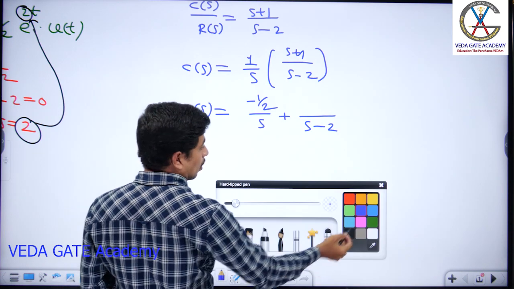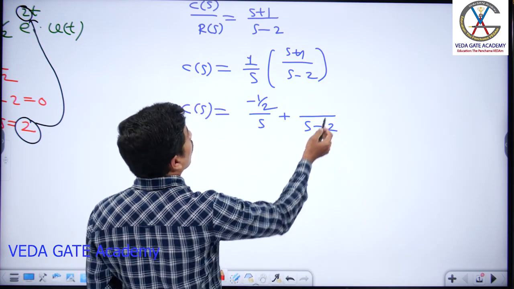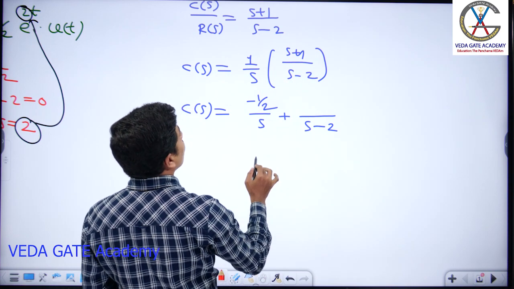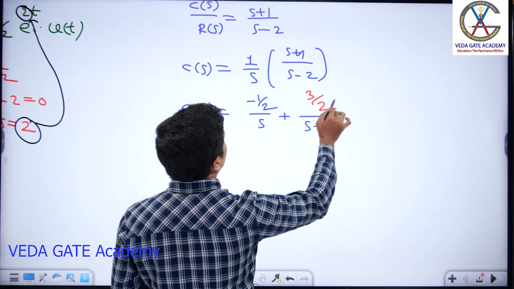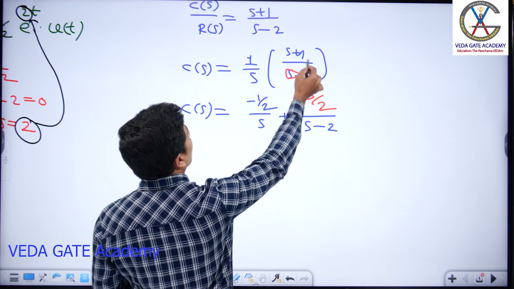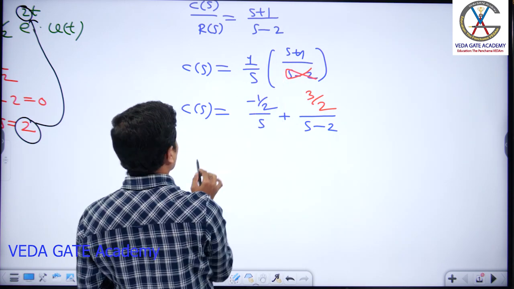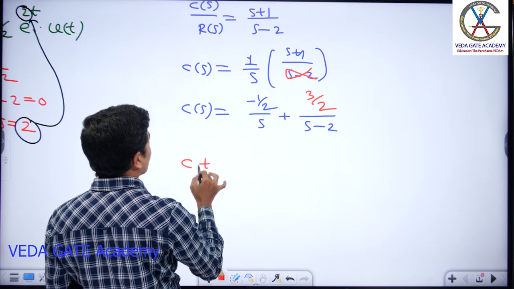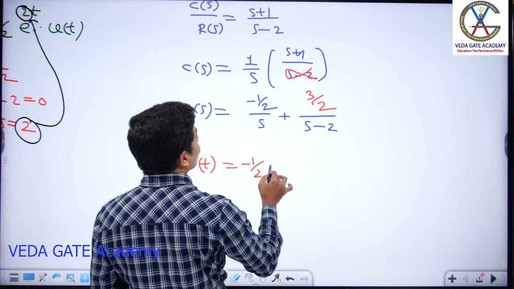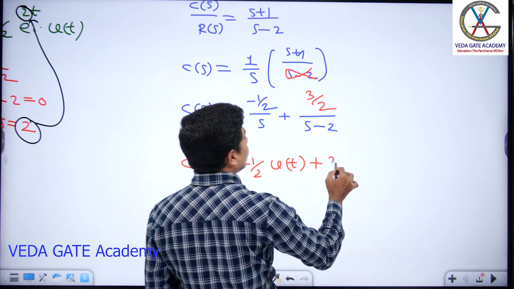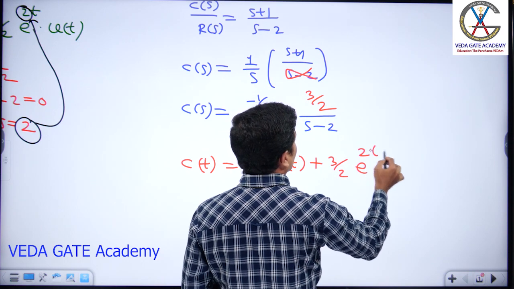Put s equal to 2 in this expression. What happens? We get 3 by 2. Closing this one, this is 3 and this is 2. Now C of t will be very easy. C of t will be equal to minus 1 by 2 into u of t plus 3 by 2 into e power 2t into u of t.